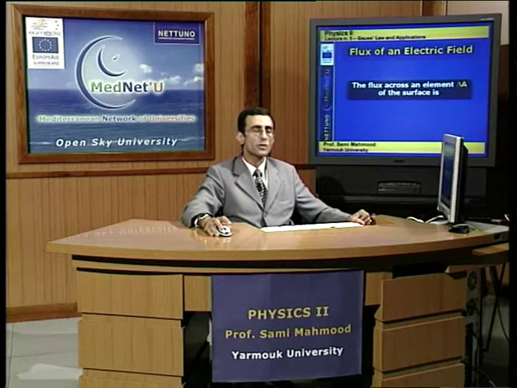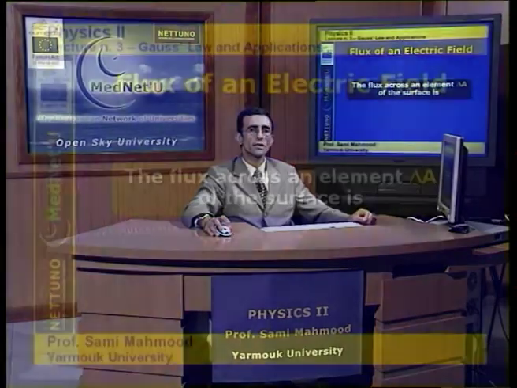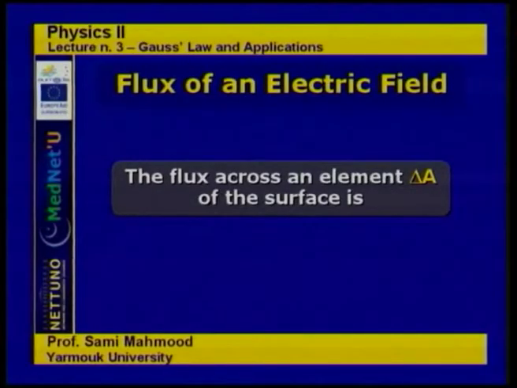The flux across one of these elements, let's call its area delta A, the flux delta phi through that element is the vector E, the electric field in that area, which is considered constant now in magnitude and direction, dot delta A, the area, with the direction of the area being n hat. That's a unit vector which is perpendicular to the area delta A.